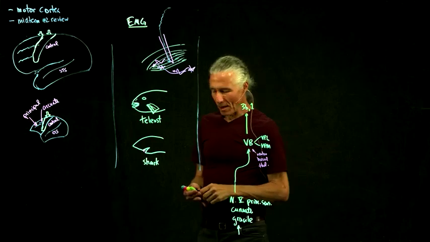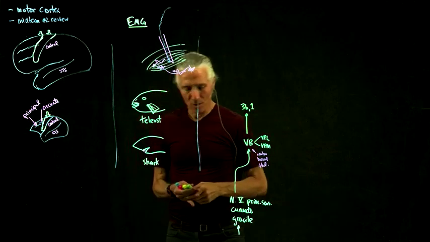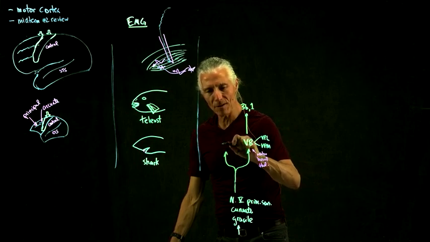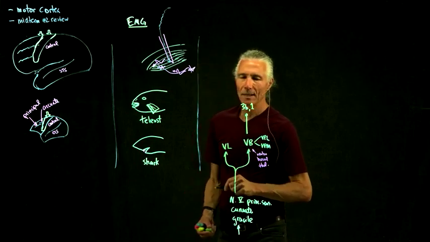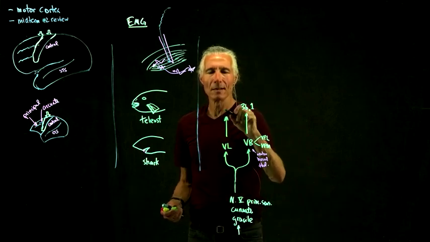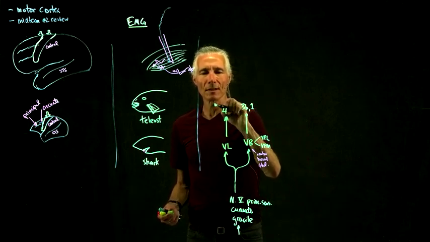But it turns out there's another pathway relevant to the motor system that projects to a different nucleus called the ventrolateral nucleus. And that one projects up to motor cortex, area 4. That's motor cortex.